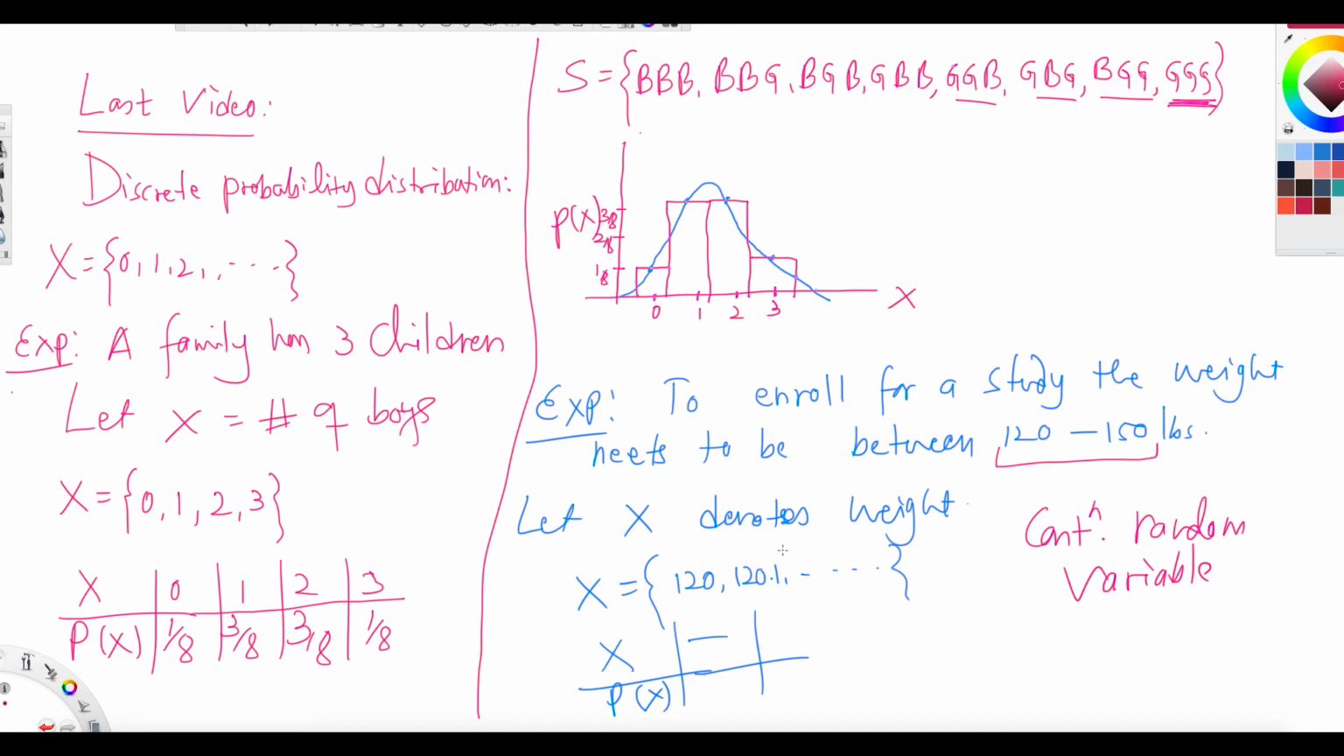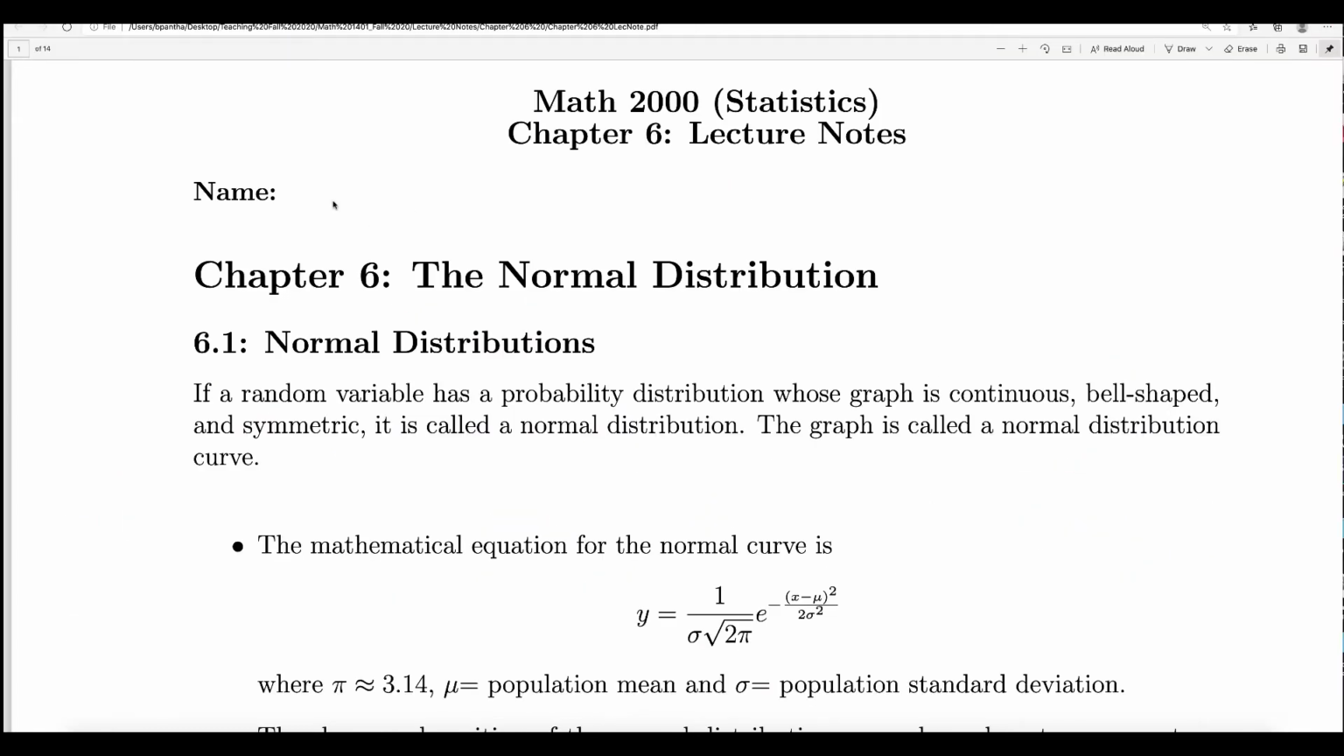Okay, continuous probability distribution. One of the distributions we discuss in this class is the normal distribution. Chapter 6 is about the normal distribution. In this chapter we will talk about the normal distribution, and we will try to find the probability under a normally distributed population. As I just mentioned, a continuous random variable is a variable that can take any values, that is, uncountably many values. The probability distribution of a continuous random variable is called a continuous probability distribution, and there are many types. One of them is the normal distribution.